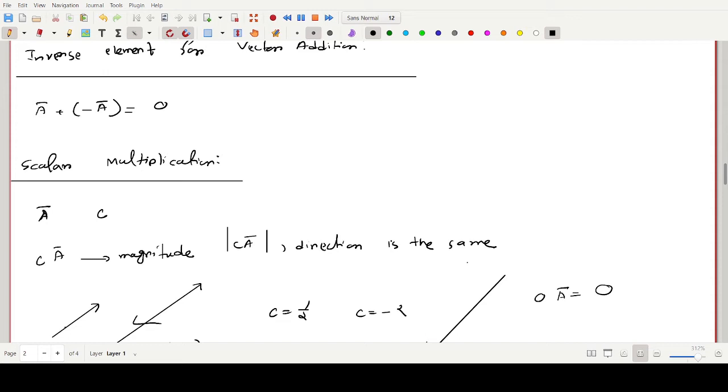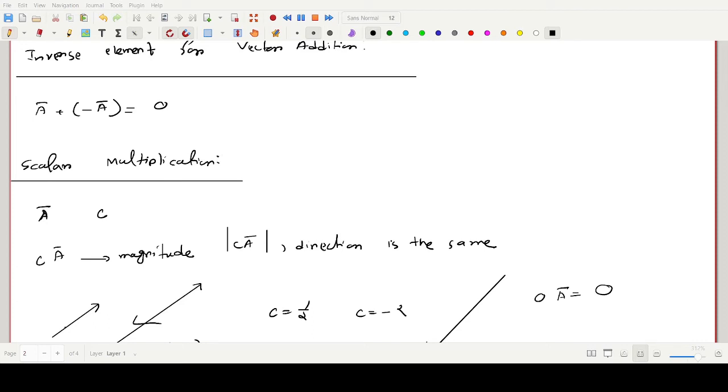Okay, now we will start vector multiplication. Vectors can be multiplied by scalars, and also by vectors. The multiplication between vectors is very important for this course, but we will not discuss it in today's class. We will discuss the multiplication of a vector by scalars.